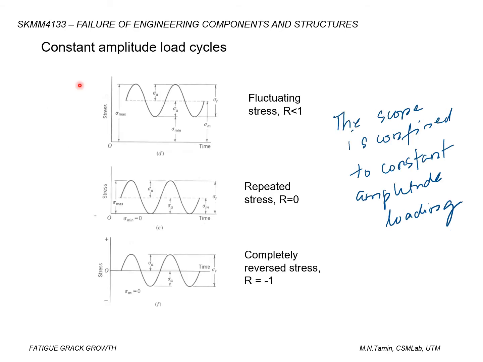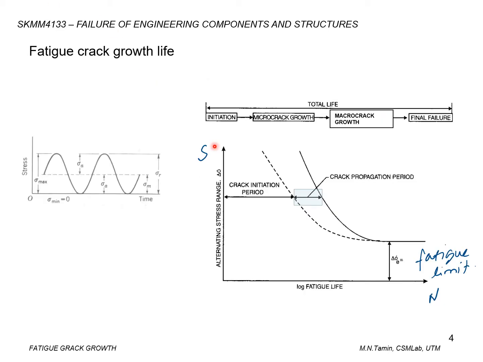Of course, the scope of our analysis is confined to fatigue loading where the amplitude is constant. We have the maximum minus the minimum load that gives you the range, and half of the range is the amplitude. In the topic of high cycle fatigue, we look at the S-N curve, the stress amplitude versus number of cycles to failure.